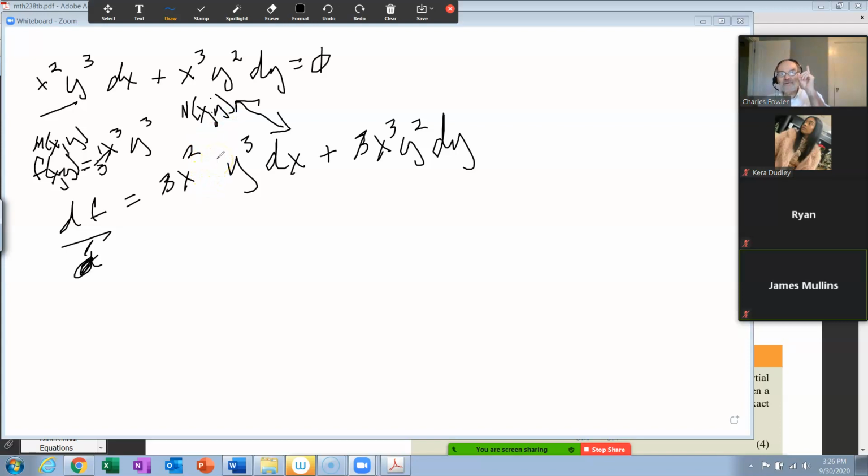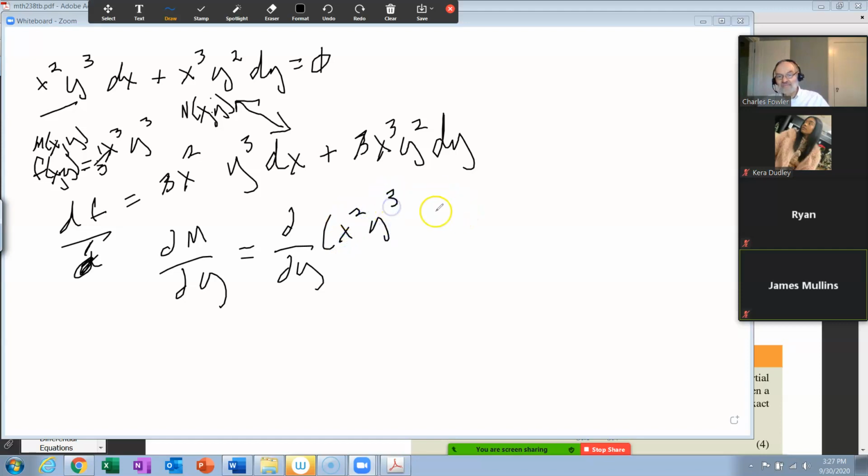Now here is where we're going to hit our partial derivatives. What we're going to do is take the partial derivative of M with respect to the other variable, with respect to y. And this is your M, x squared y cubed. So what we're doing is the partial derivative with respect to y of x squared y cubed.